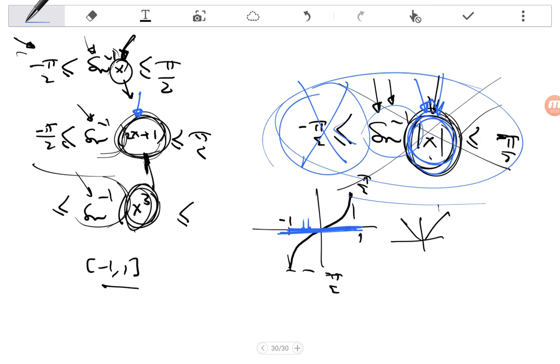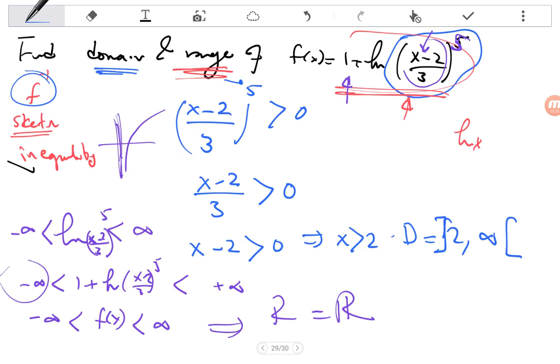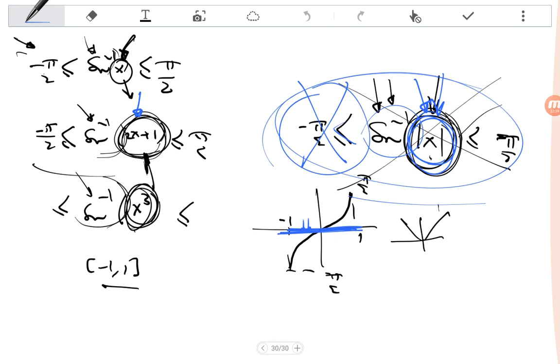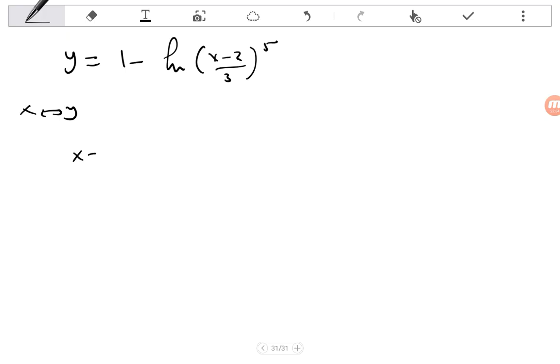What about using the standard method, which is the inverse? Let's try it. We have here y is equal to 1 plus ln of (x minus 2 over 3) all to the power 5. So we'll interchange x with y: x equals 1 plus ln of (y minus 2 over 3) all to the power 5. We need to solve it for y.